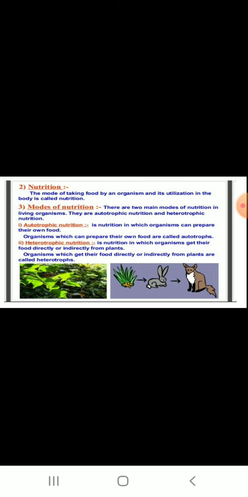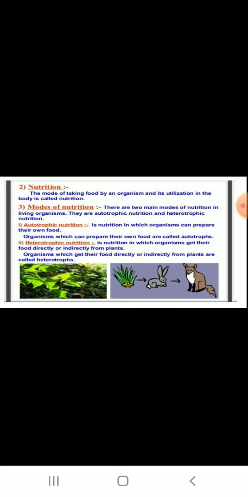Mode of nutrition, see children, is not the same in all cases. It will be different. There are two main modes of nutrition in living organisms. They are autotrophic nutrition and heterotrophic nutrition. Autotrophic nutrition is a nutrition in which an organism can prepare its own food. Auto means self, trophic means nutrition, self nutrition, it is autotrophic nutrition.